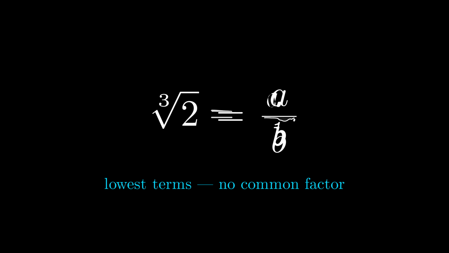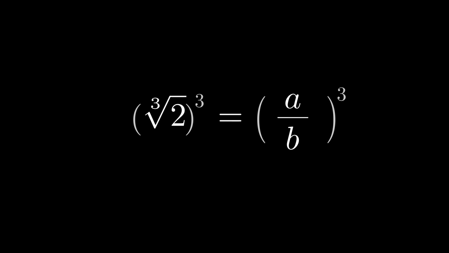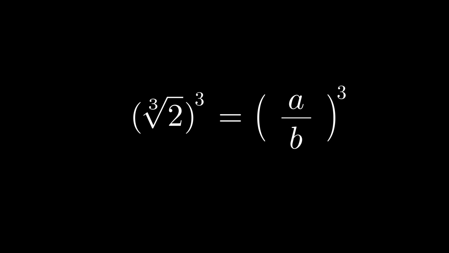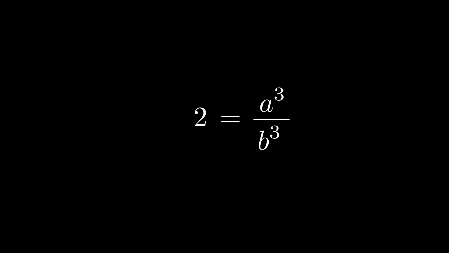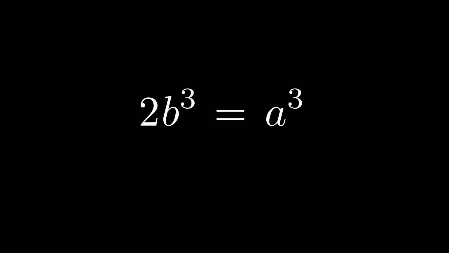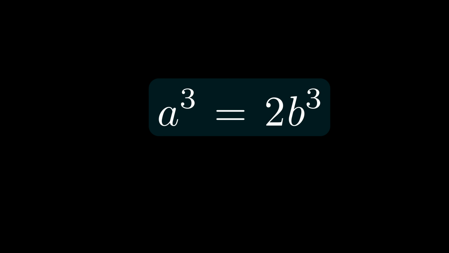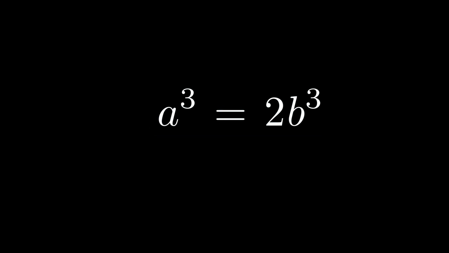The cube root is the awkward part, so cube both sides. That gives 2 equals a cubed over b cubed. Multiply up by b cubed, and there it is. A cubed equals 2b cubed. The whole claim, rewritten in whole numbers, and whole numbers are where we can start an argument about even and odd.